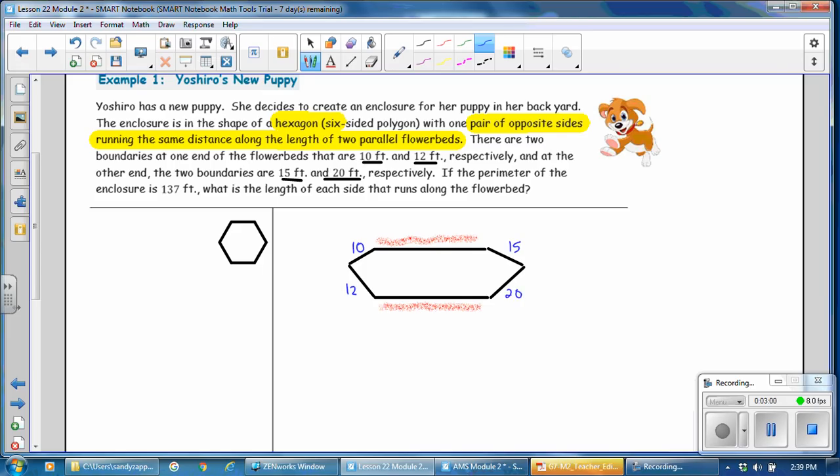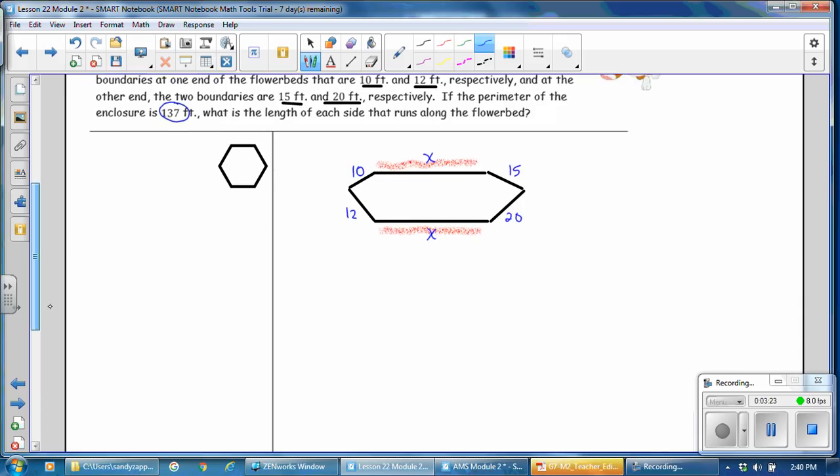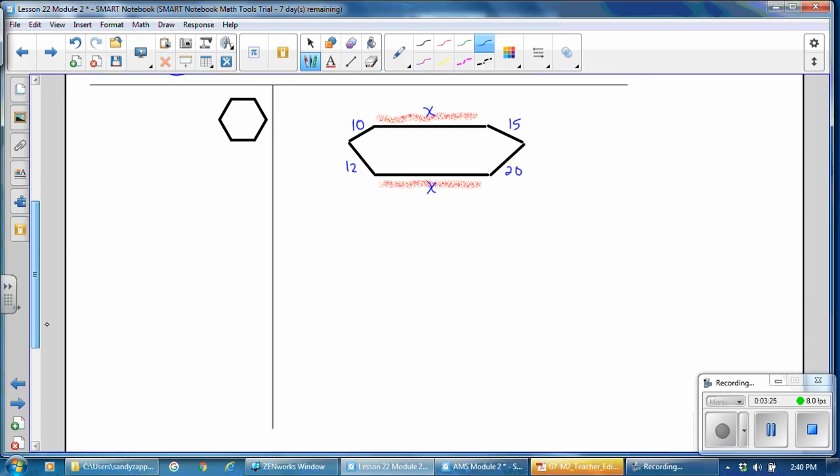And the question is asking us, what is the length of each side that runs along the flower bed? So when we don't know what it is, we use a variable for that. So we'll call that x. And then we know that this other side is the same length, so we can call that x as well. We know that the entire enclosure has a perimeter of 137 feet. So we can write an equation to solve this problem, since we know what it is equal to.